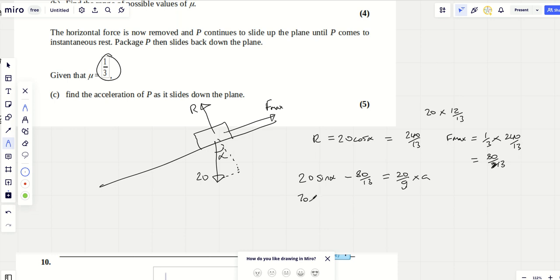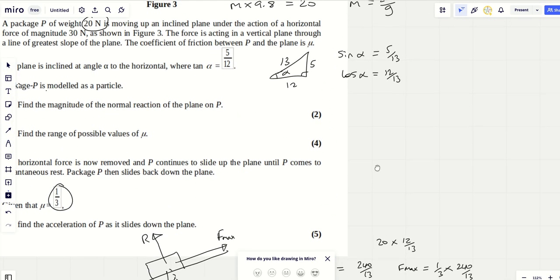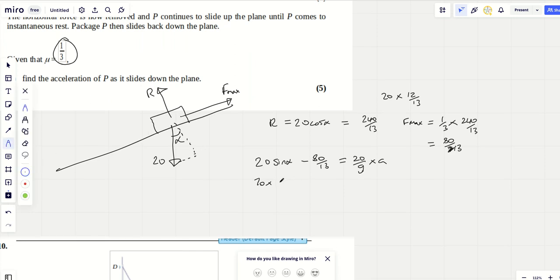Now we can find the acceleration just by plugging all this in. And I will be pretty keen to check my answer here because, like I said, I haven't done any of these questions before. Sine alpha is 5/13, so 100/13 minus 80/13 equals 20g/g times A. And so A equals 20/13 divided by 20 divided by 9.8, roughly 2. Okay, I'm getting 0.75 to 2 sig fig, or 0.754 to 3 sig fig, meters per second squared.